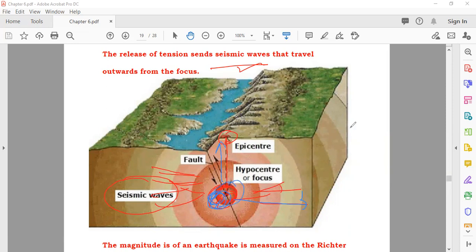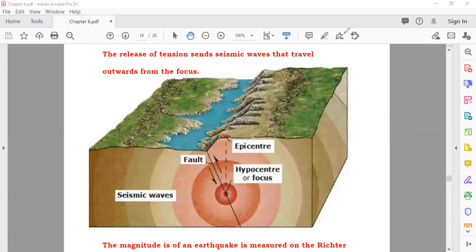For example, if this is the earth and here is a focus and another focus is here, this is A and this is B, two foci, and you are here. By which will you feel more earthquake? Which focus is near to you? This focus is near to you, so you will feel more jerks or more movement of the earth as compared to this one, because it is far away from the surface.